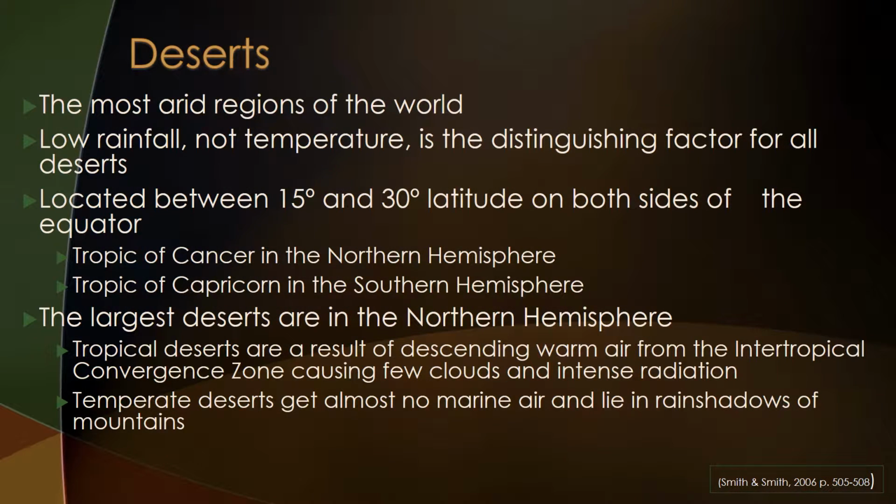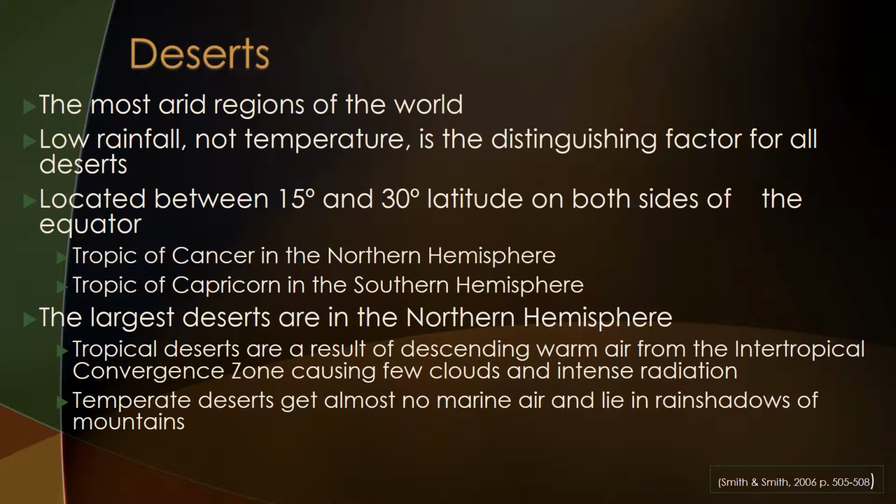All right, one of the things we think about with deserts is that they're very hot, and they are the most arid regions of the world. But one of the big things about deserts is it has more to do with rainfall than it does the heat. That is the distinguishing characteristic of a desert, that it's just very low rainfall.